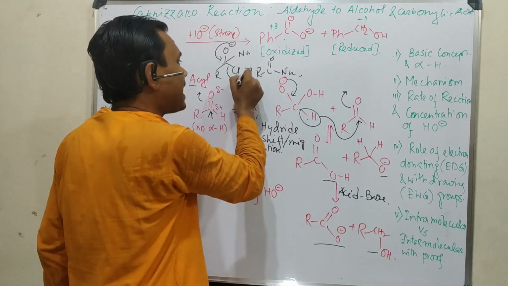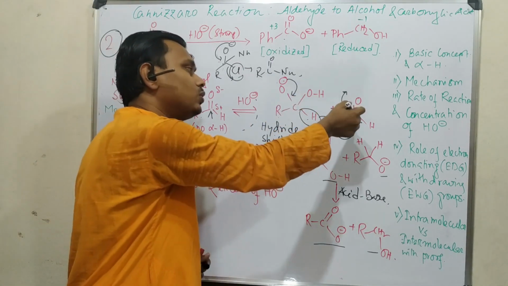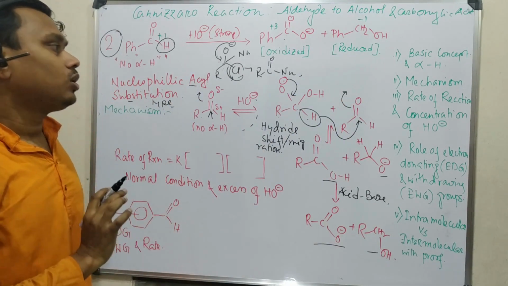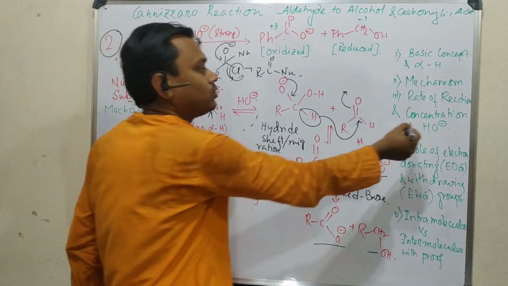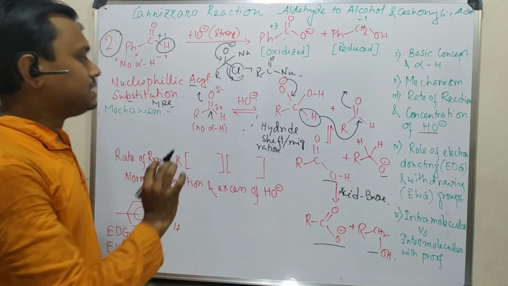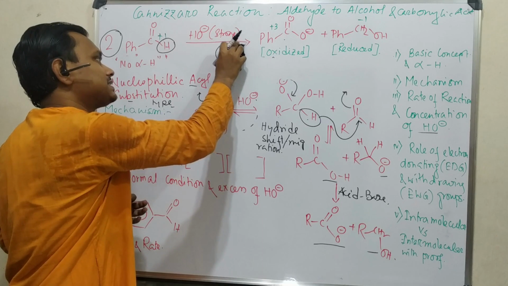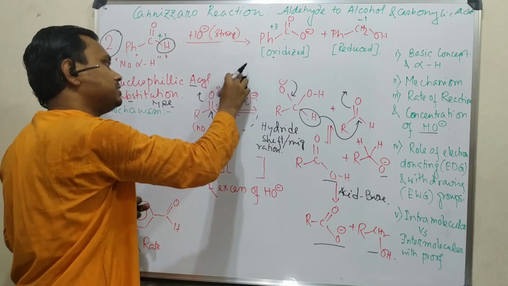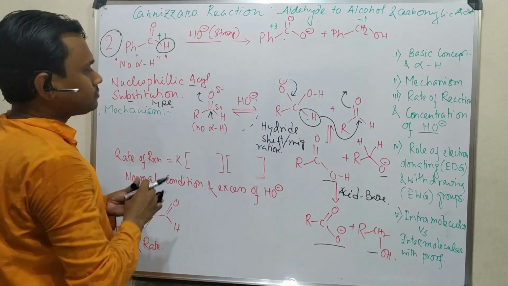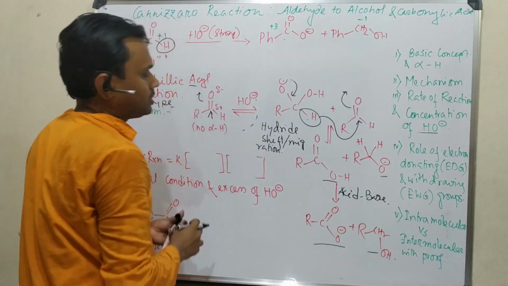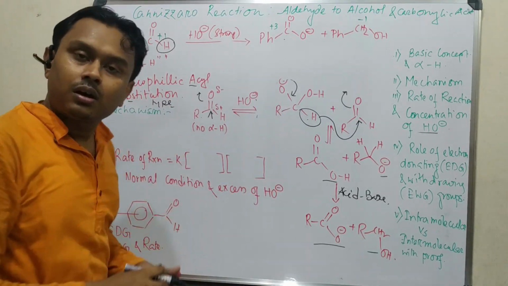And here, like this chloride, hydride is playing the role of a leaving group, and goes and attacks this carbon. Okay, so we have discussed the mechanism. Now, rate of reaction and the concentration of alkali. See, what is the role of alkali? Alkali is first attacking the aldehyde carbonyl, and it produces a tetrahedral intermediate. So this alkali's main role is the attack on the carbonyl.